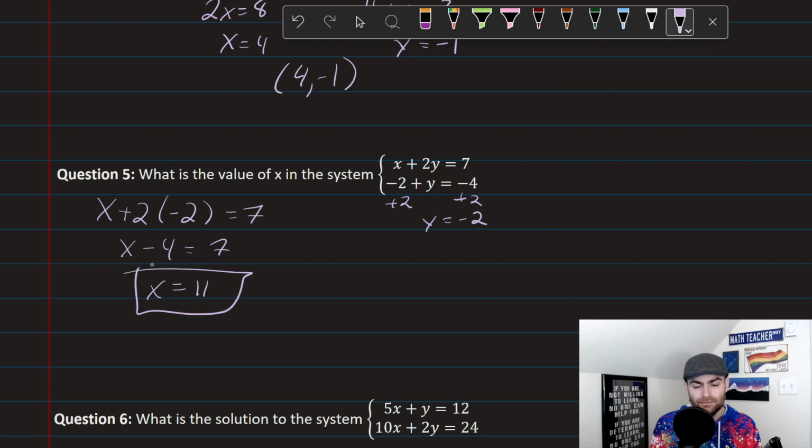or x is equal to 11. This one didn't ask for both the x and the y, it just asked for what the x value was in the system. If it asked for the y, this would have been all we needed to do.